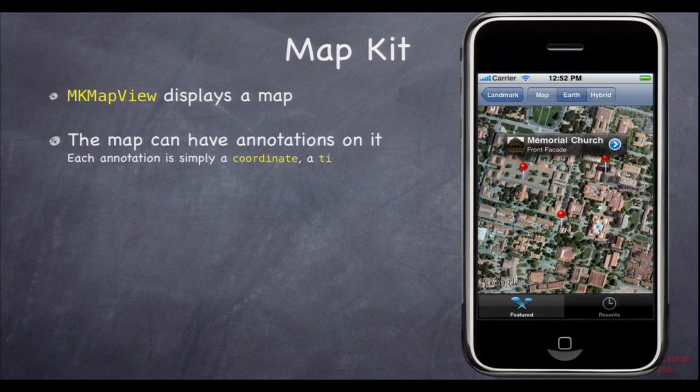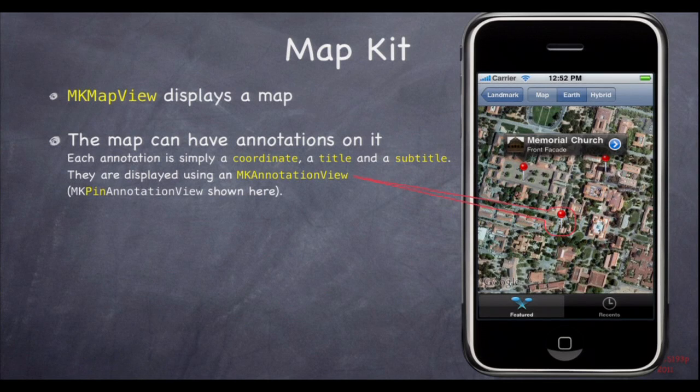Now on the map, you have what are called annotations. All right, so the map view has a very important property called annotations, and it's just an NSArray of objects that implement the MKAnnotation protocol, which we're going to talk about in a second. And that protocol is just a coordinate, a title, and a subtitle. And so the annotations appear on the map using an MKAnnotationView, which we'll also talk about. So in this case, they're showing up as pins. You see these red pins are showing the annotations.